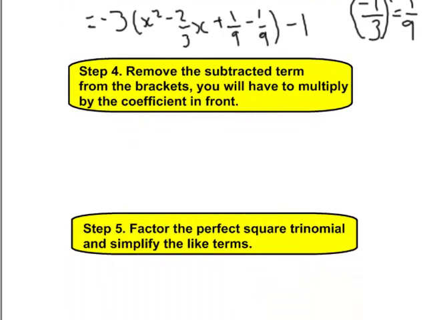Step 4. I must remove the subtracted term from the brackets, and I'll have to multiply by the coefficient in front. The subtracted term is this negative 1/9, and I'll have to multiply it by negative 3 as I pull it out of the brackets. This will leave me with negative 3 times x squared minus 2/3 x plus 1/9.